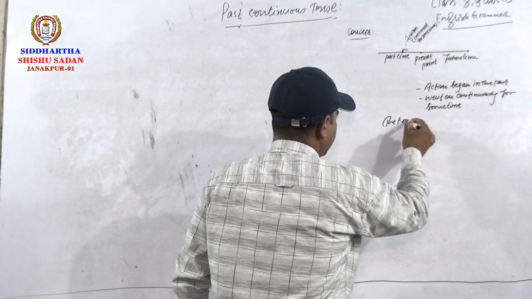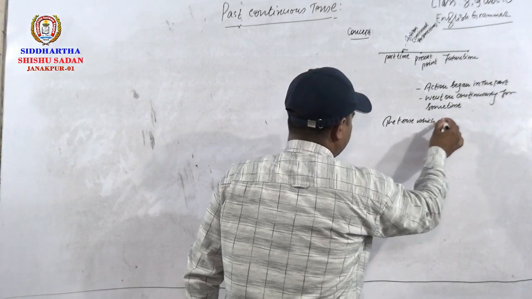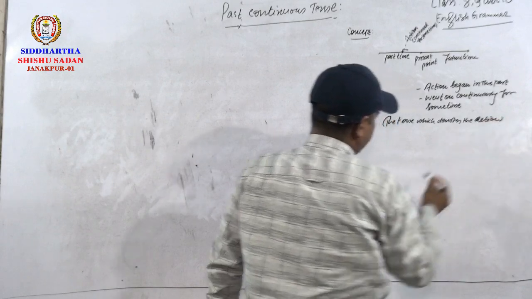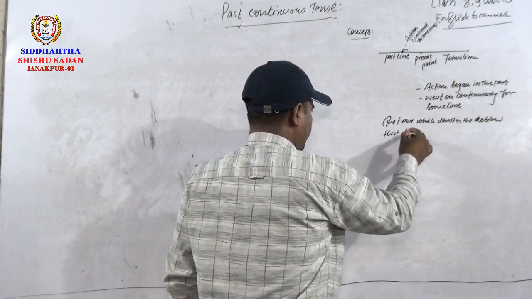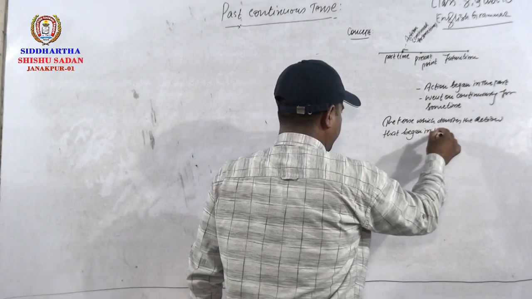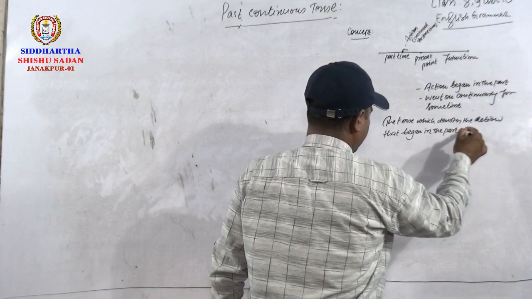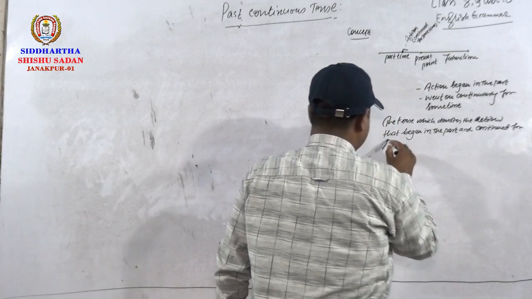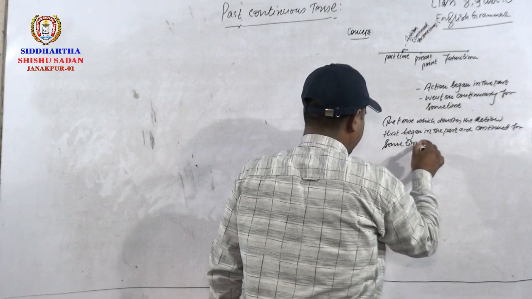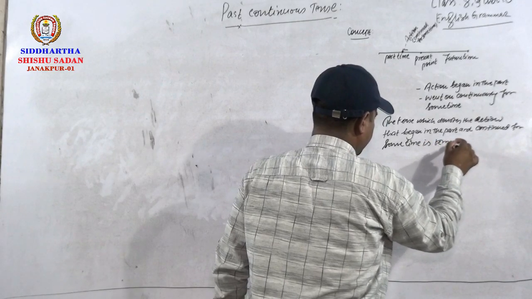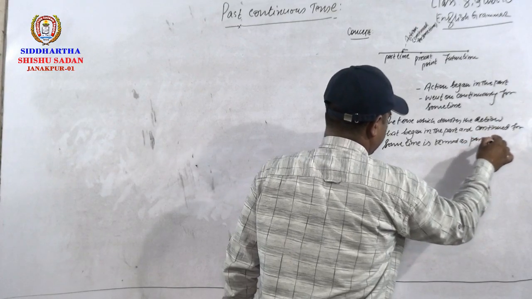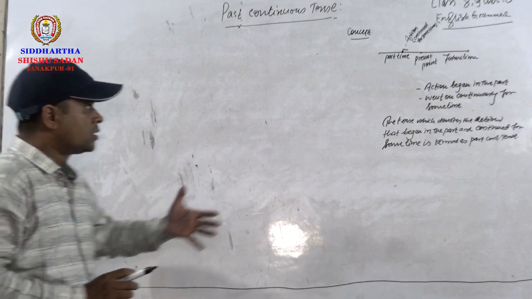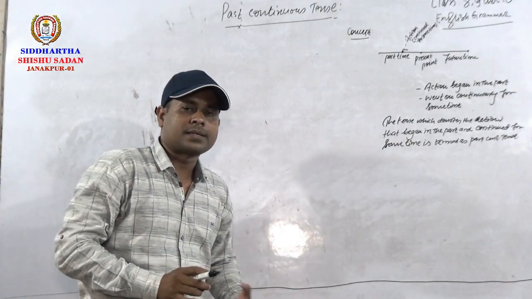So, the definition is: the tense which denotes the action that began in the past and continued for some time is termed as past continuous tense. This is the concept of past continuous tense.